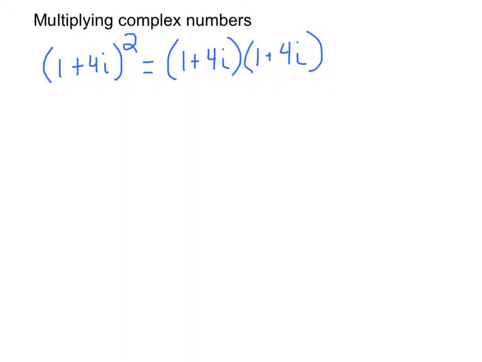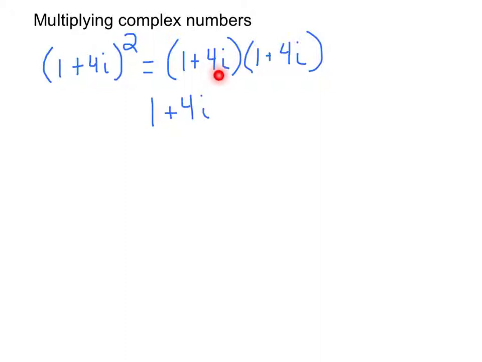We need to make sure to multiply this 1 by everything in this second parenthesis. So let's do that first. 1 times 1 would yield me 1. Next up we have 1 times 4i will yield me 4i. You'll notice I am doing the FOIL method on this one. You can use that method. It's a binomial times a binomial, so that will work. Otherwise, it's just distribution. That's really all we're doing here.